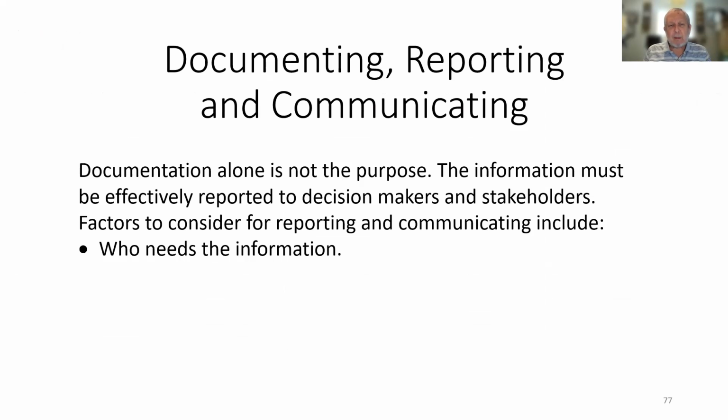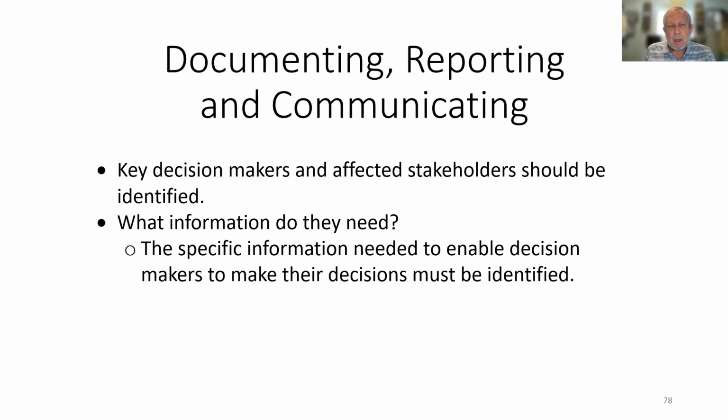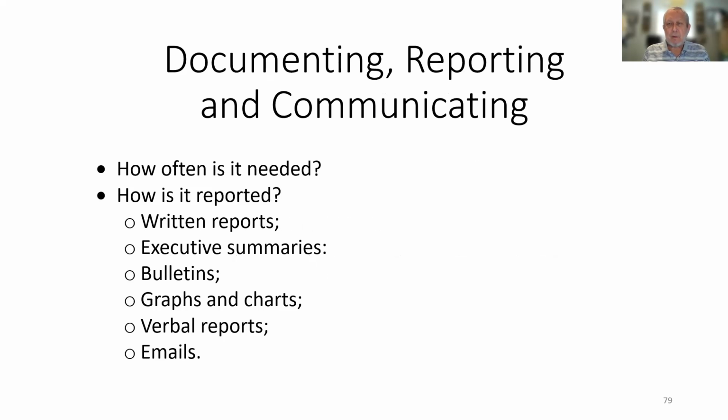The information must be effectively reported to decision makers and stakeholders. Factors to consider for reporting and communicating include who needs the information. Key decision makers and affected stakeholders should be identified. Who are these people? What information do they need? Specific information needed to enable decision makers to make their decisions must be identified. Guess what? Decision makers have to make decisions, and to make decisions, you need information. How often is this information needed? Quarterly, annually, monthly, weekly? How is it reported? Written reports, executive summaries, bulletins, graphs and charts, verbal reports, emails. That has to be determined.